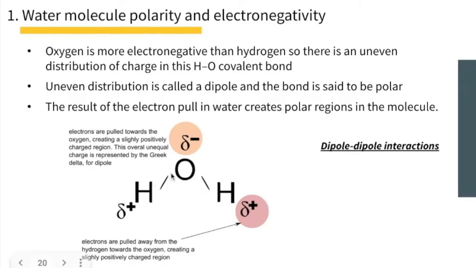If you look at the actual structure of water, it is bent for the H atoms because the difference in electronegativity forms the polarity in it. Okay. So you understand this one. I think this is very basic. Everyone should know the structure of H2O. Electrons are pulled toward the oxygen, creating a slightly negative charge region. This overall unequal charge is represented by the Greek delta, the dipole here. Negative, positive, positive.